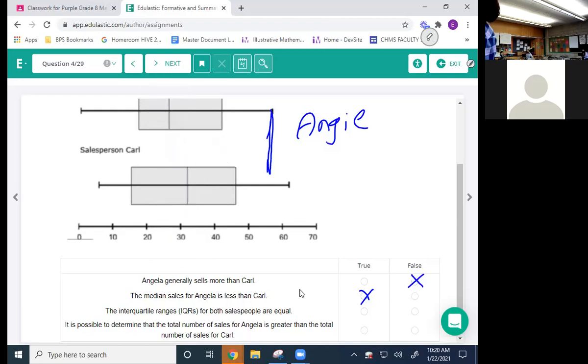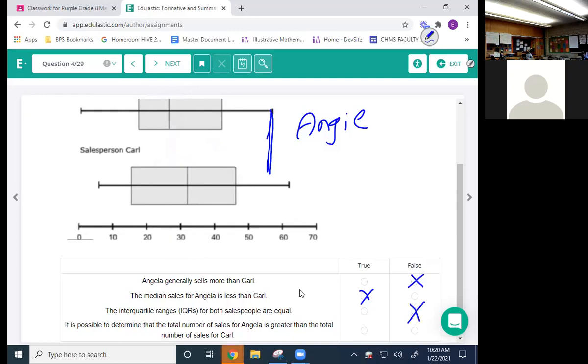So are they equally as big of boxes? Looking at them, no. If you're unsure if they're the same, like if it's close, my suggestion is you grab a piece of paper and you mark it off. Angie's is literally the size of my paper. Carl's is bigger, so they're not going to be equal. That is a false statement. Nice job.